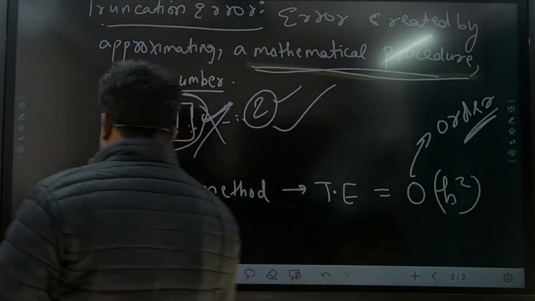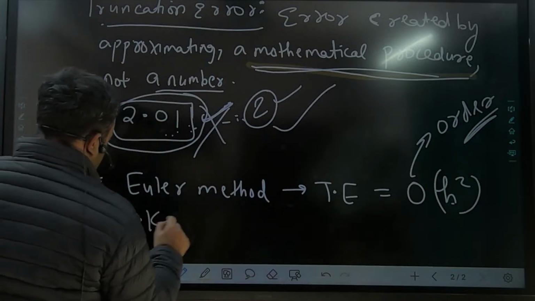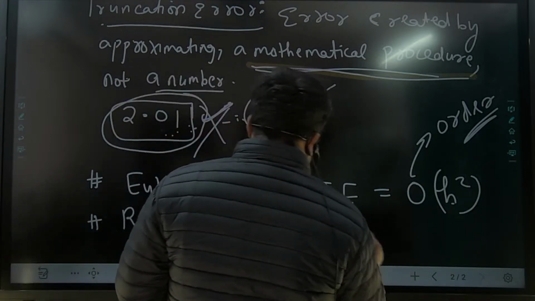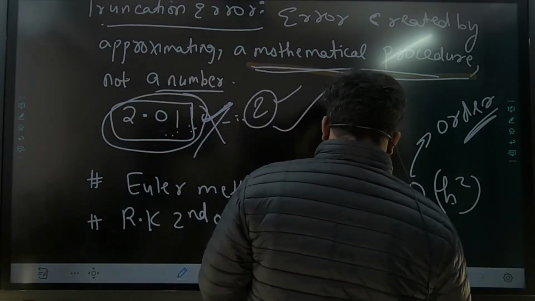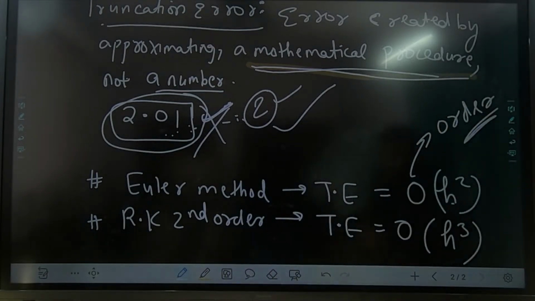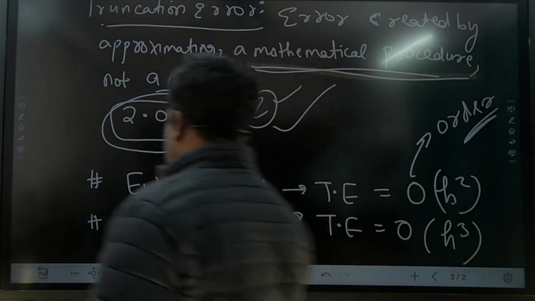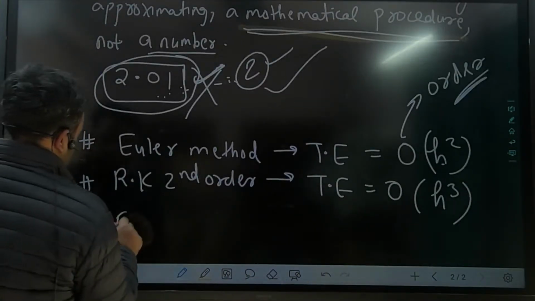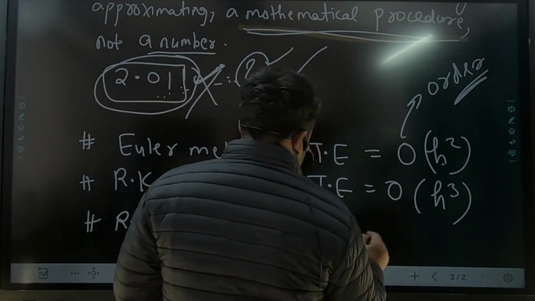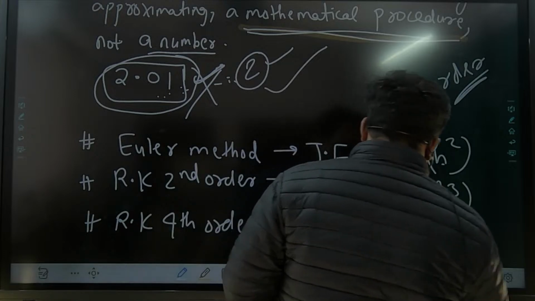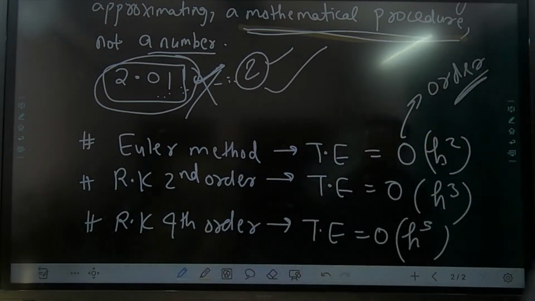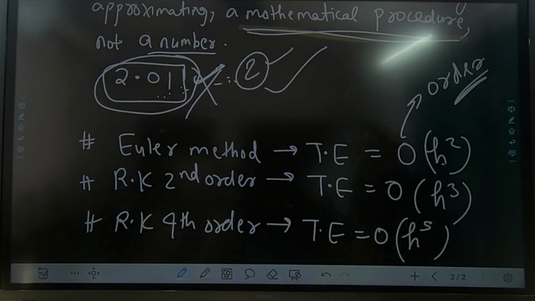Similarly, for the Runge-Kutta second order method, the truncation error is of order h cubed. And for Runge-Kutta fourth order, the truncation error is of order h raised to power 5. Right, directly these things are asked straight away. Not much detail is asked from here. We should just know what the order is.